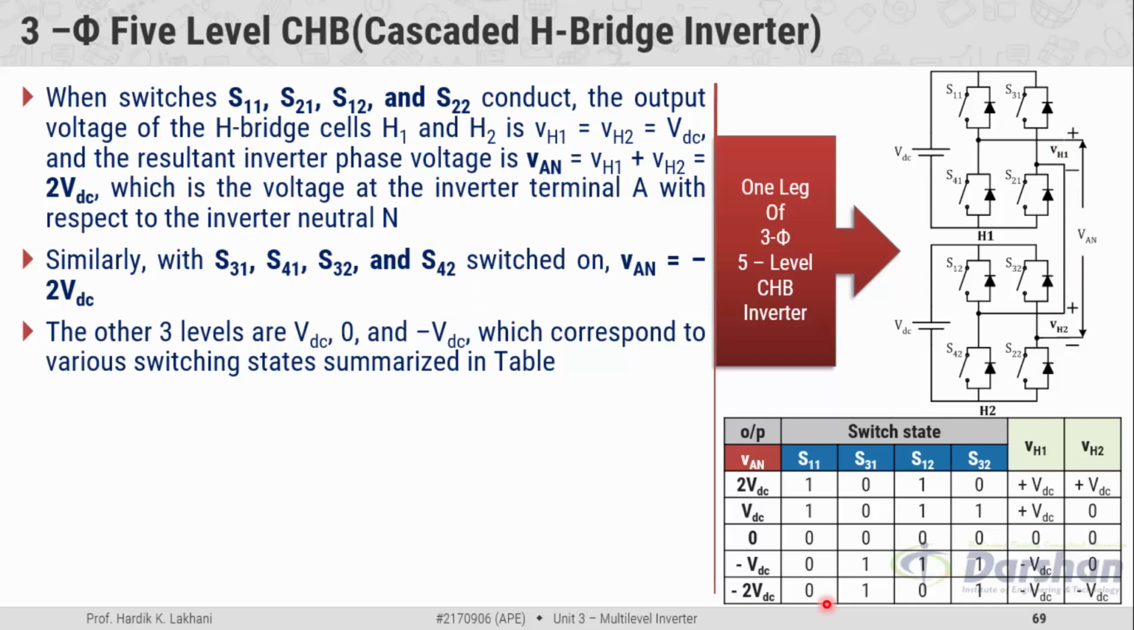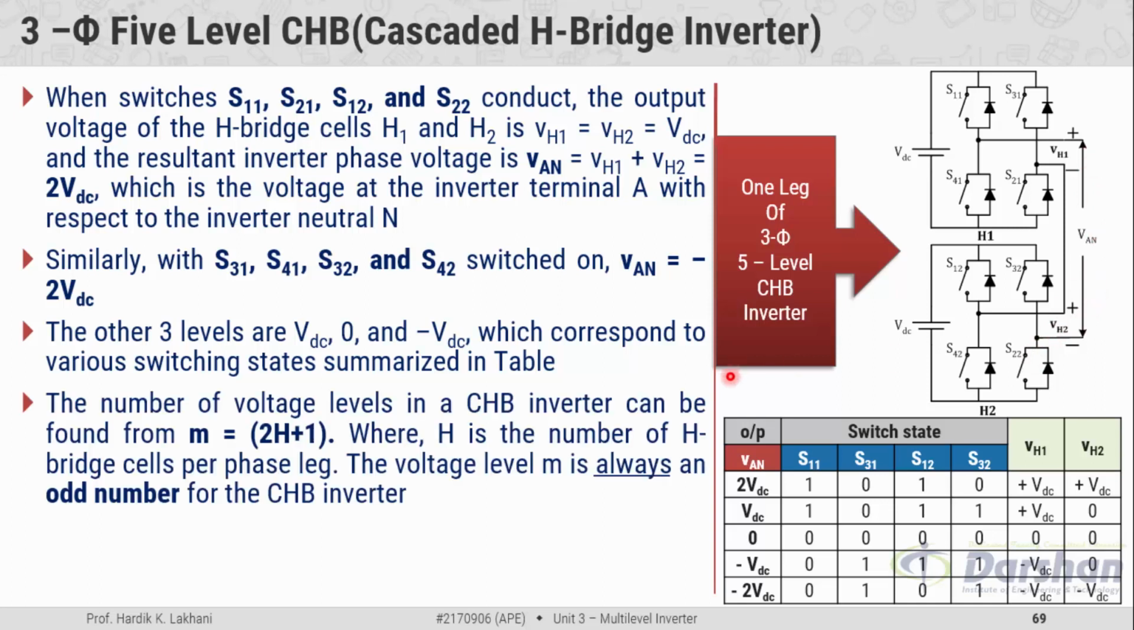And to produce minus VDC, we are going to trigger S31 and S41 in bridge number 1, and we are keeping S13 and S23 in the on state condition from bridge number 2. So bridge 1 produces minus VDC and bridge 2 produces 0. Hence, minus VDC plus 0 is equal to minus VDC. So by executing this switching table in a specific sequence, we can produce a 5-level signal across the output terminal.